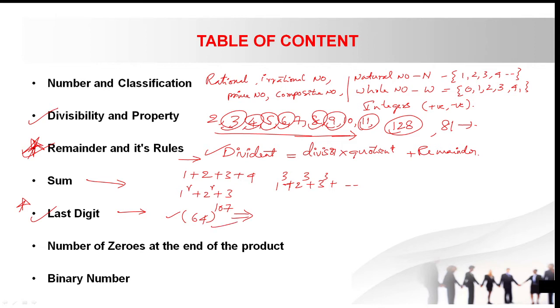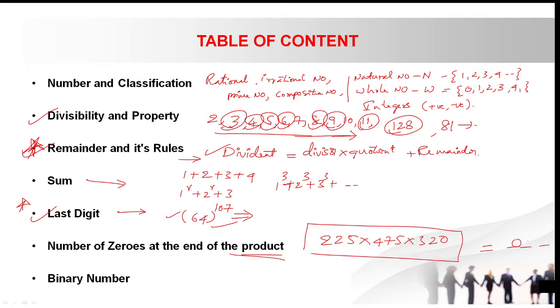And the number of zeros at the end of the product, like 225 into 475 into 320, this is the number. In this product we need to find the number of zeros at the end. If you multiply these numbers as they are, it will take much time. So for this also we are going to discuss the best logic to find the number of zeros at the end of the product. I'm telling you the ways questions can be asked in the examination.